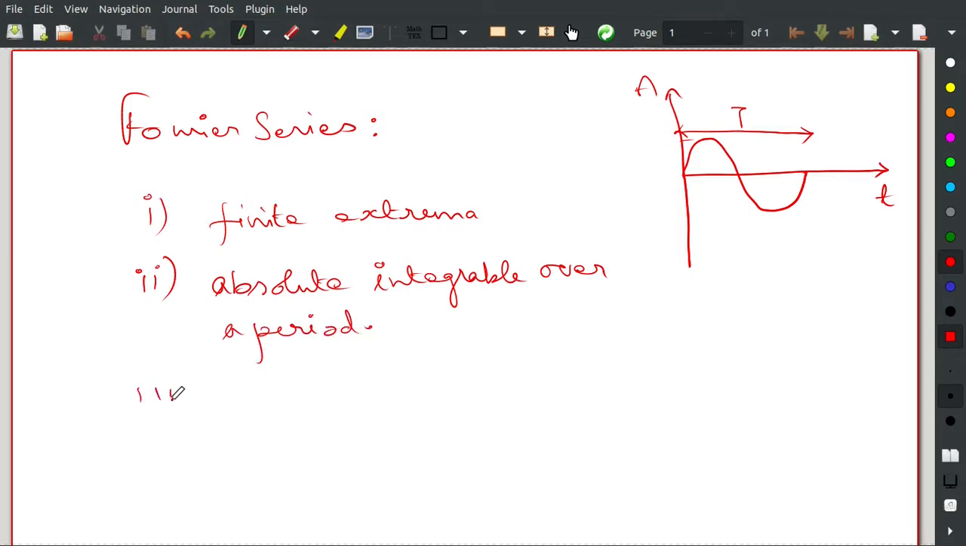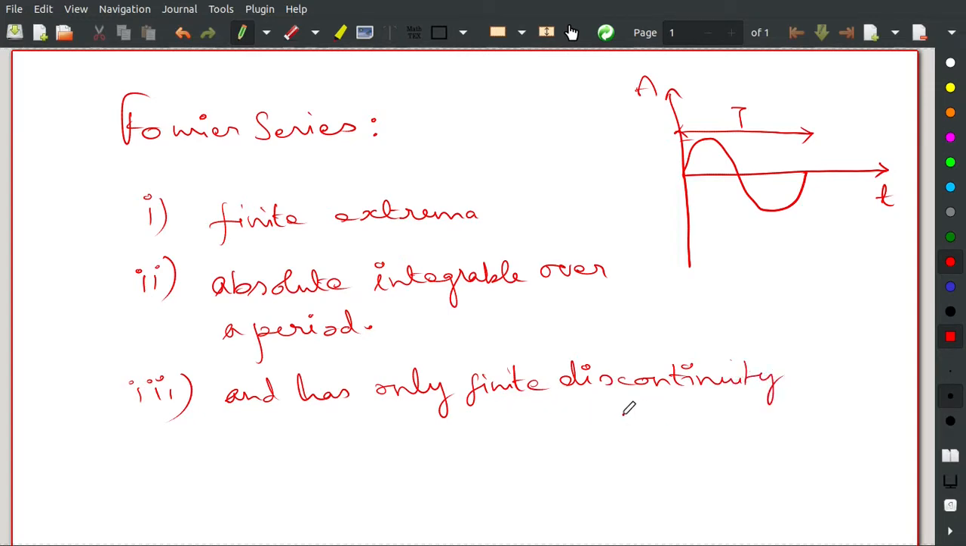And the third condition is it should have only a finite discontinuity. I'll explain this point as we go on, but for this time just take this as the message.